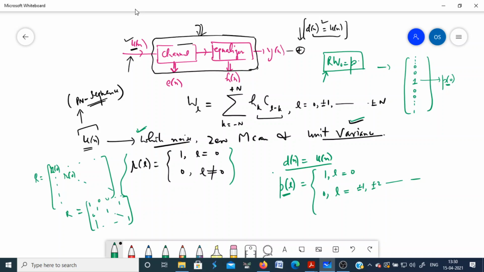So R is now given to you. If you assume that the input sequence un is a white sequence and the desired response of the Wiener filter is a replica of this input sequence, then R and P will be given by this. This is R, this is P. And then R W naught is equal to P. So from this equation, the solution for W is R inverse P.